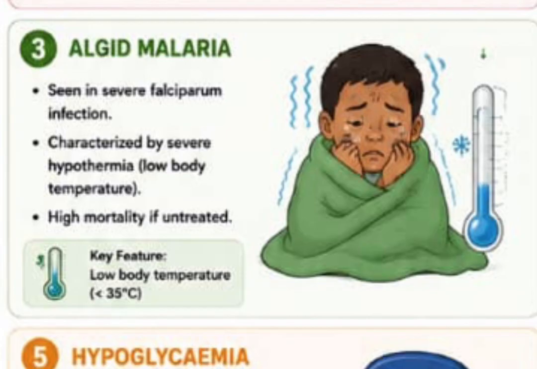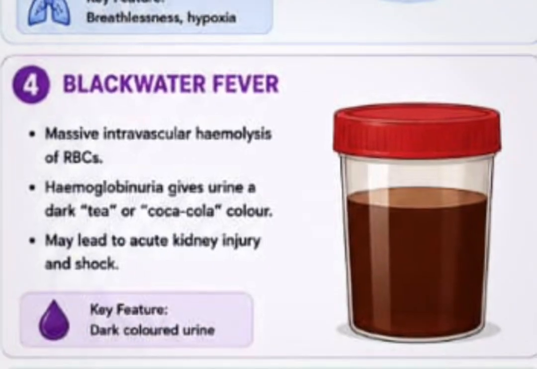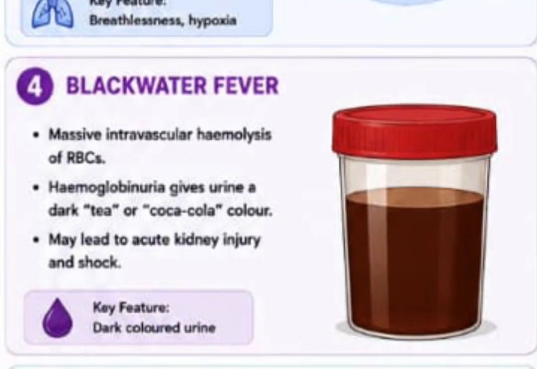There will be fever first, but before fever, there will be Algid Malaria, whereby there will be hypothermia, whereby the body's temperature will drop and the patient will start feeling cold before he feels hot. Next is that there'll be black water fever. In black water fever, what happens?